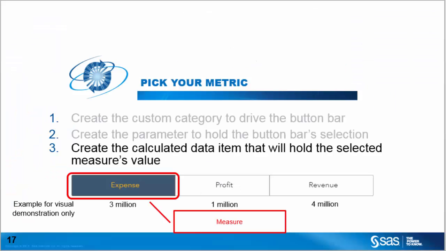Now we need to create the calculated data item that will hold the selected measures value. We can do this using nested if-then statements and the x equals y comparison expression. Essentially, if the user selects expenses, then we need to return the metric expenses. Else, if the user selects profit, we need to return the metric profit. Else, we will return the metric revenue.